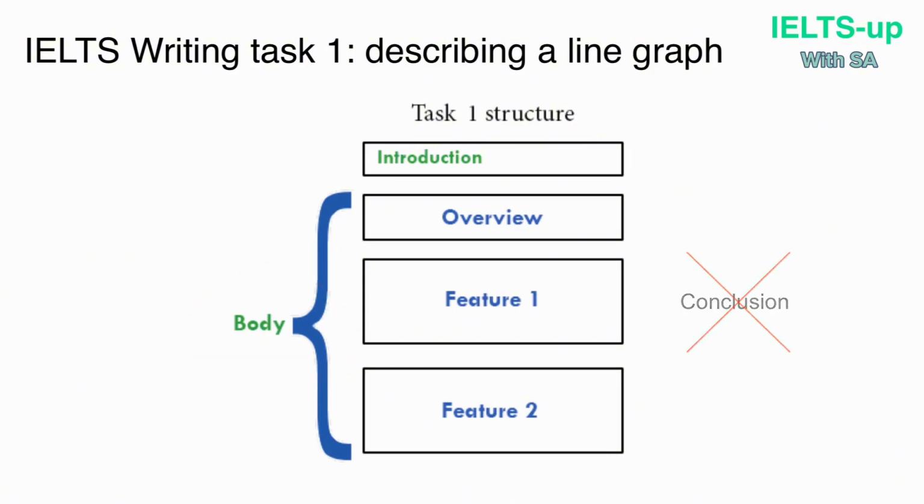So, the first paragraph you write is your introduction. After that, you start writing your body paragraphs. In your body paragraphs, you should, first of all, give something called a general overview. Secondly, give the detail. Now, let's see how you should write each paragraph in order to produce a Band 9 answer.